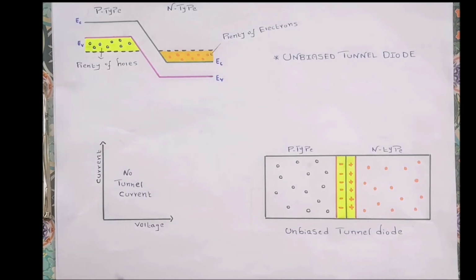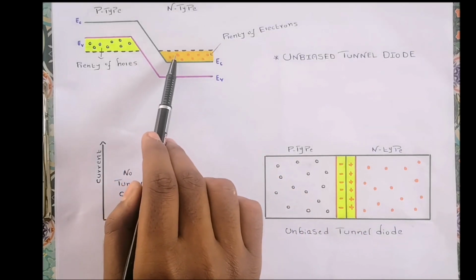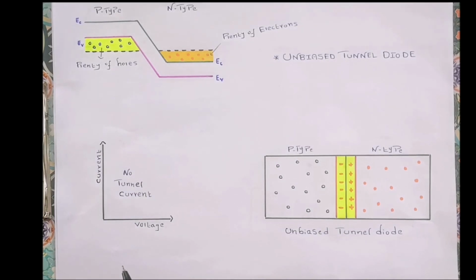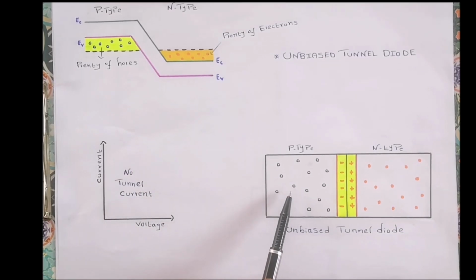And here the noteworthy point is that an equal number of electrons from the n region and holes from the p region will flow in opposite directions. So because of this equal number of electrons and holes, the net current across the diode will be zero. So we can say that zero current flows through this tunnel diode when it is in the unbiased condition.